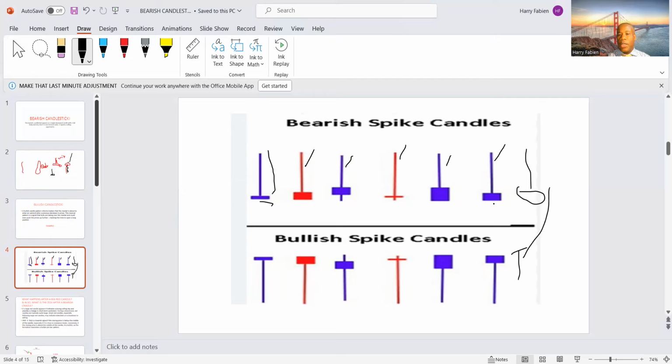This one is the same type of candle, but the bearish one is upside down, the wick above and the body down. So the bullish one, the body is above and the wick is down. Anytime you can identify one of these candles, it means the stock is going to go up. Anytime you can identify one of those candles upside down, it means the stock is going to go down for the bearish. That's the way, my friend.